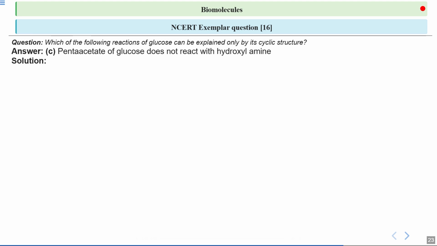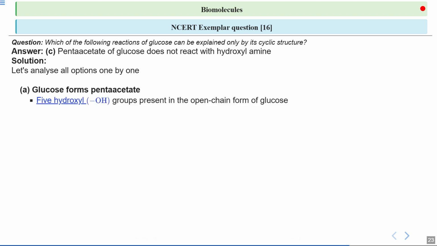So if you see, the right answer for this question is C. Pentacetate of glucose does not react with hydroxylamine. So one by one, let's discuss. First, option A: glucose forms pentacetate.